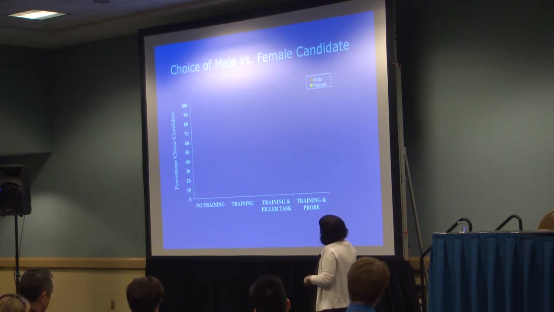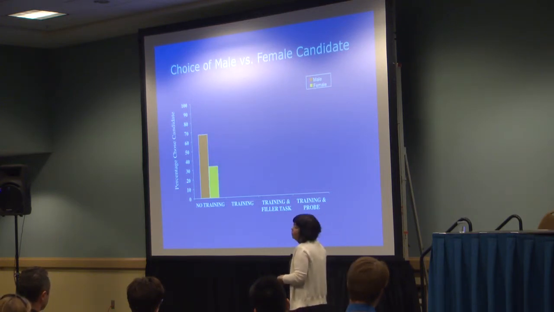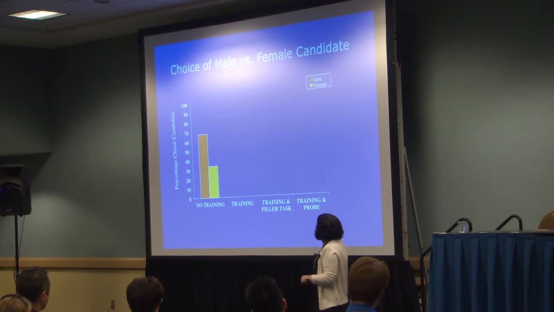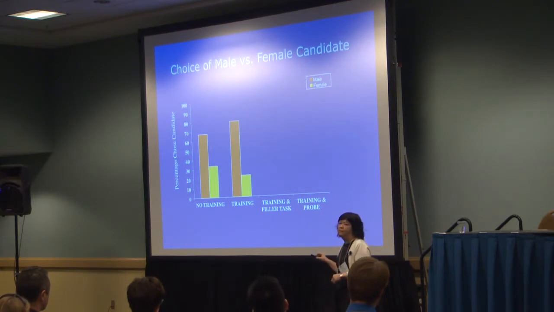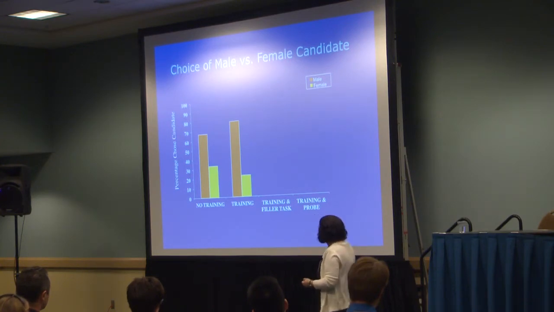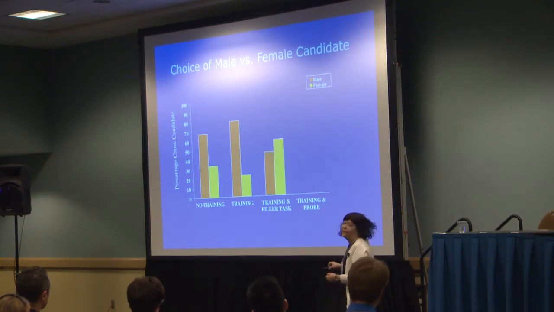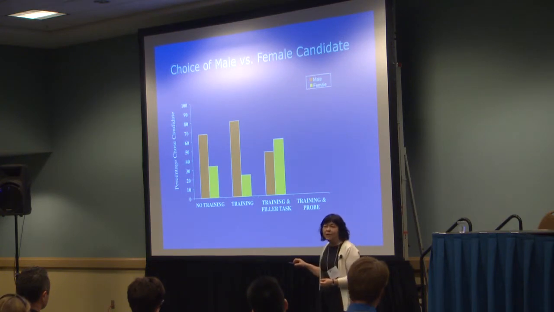And when we look at the non-trained condition, we find that, as expected, they chose way more men than women, twice as many men. When we look at the training condition, we find the same kind of effect as previously, sort of thinking, oh no, the training doesn't work. However, when you look at the training and filler task, there's no longer any difference now. They choose men and women to an equal amount.